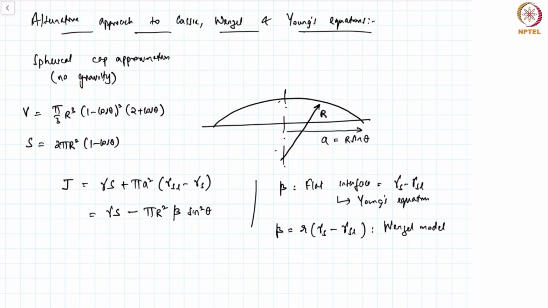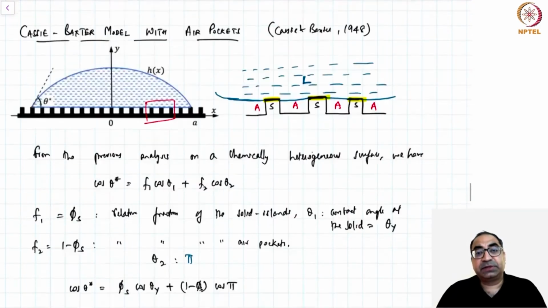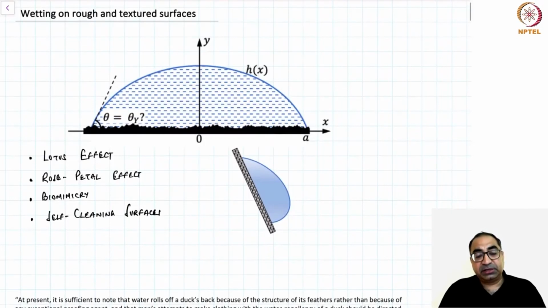This is a simplistic model of the problem, where we are not really concerned about the nitty-gritties of the position of the contact line and how it's interacting with the surface. All of this is modeled with this parameter β. So with this, I conclude the discussion on wetting on rough surfaces. Let me quickly recap what we have seen in this topic.